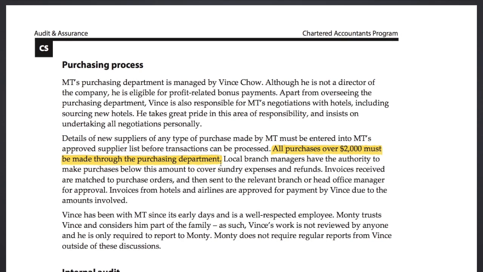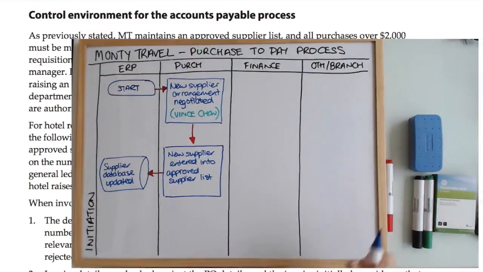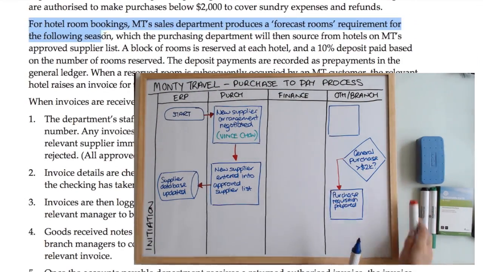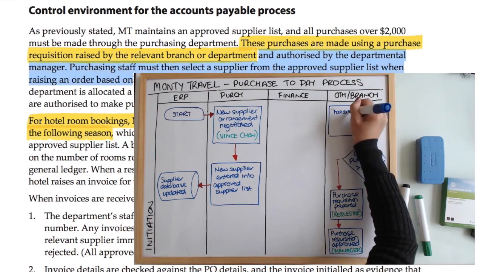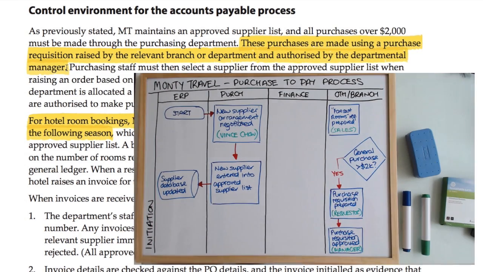Now, what about individual purchase transactions? How are these decisions made? Monty Travel distinguishes between 2 types of purchases: general purchases and hotel accommodation, which is treated a little differently. In addition, general purchases $2,000 or less don't have to go through the purchasing department. That means the initiation point for an individual purchase transaction depends on the type of purchase and the amount. General purchases start with a purchase requisition and hotels start with a forecast. General purchases also have an approval step here.